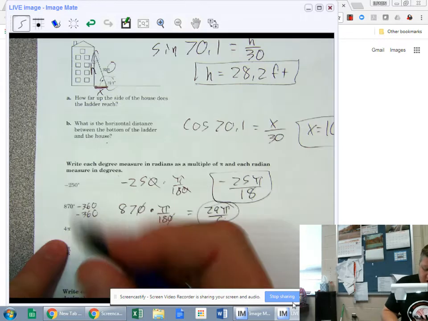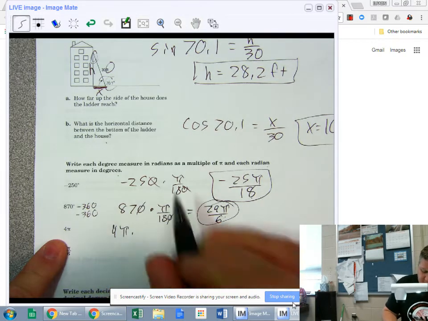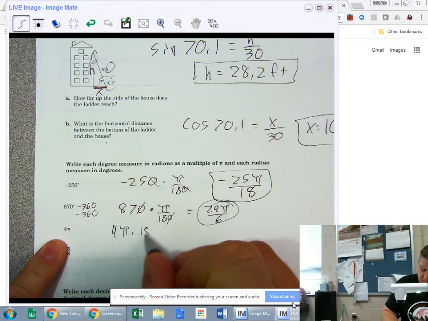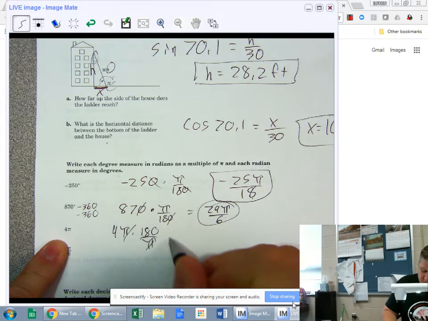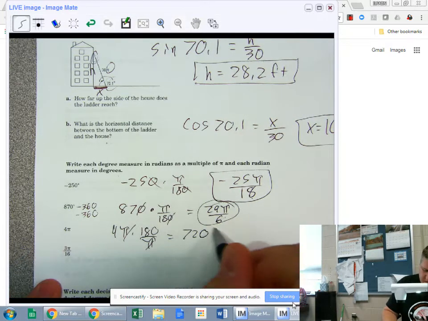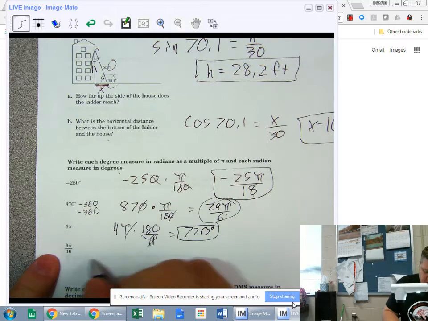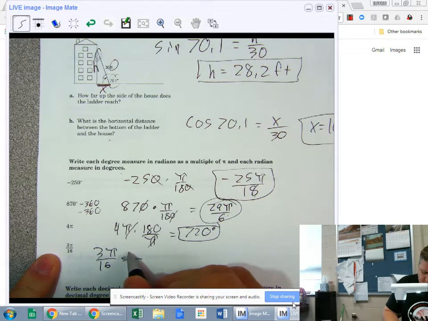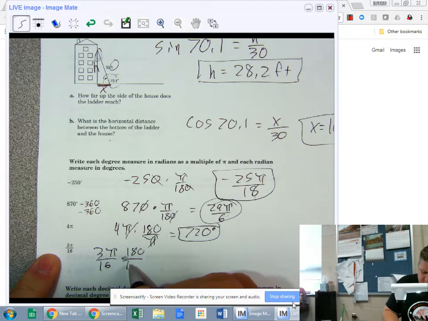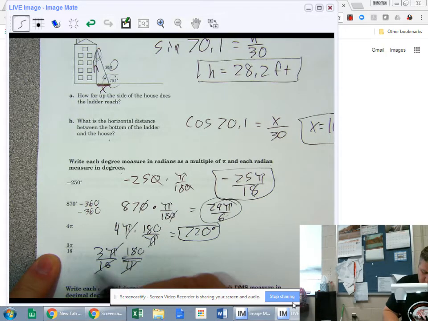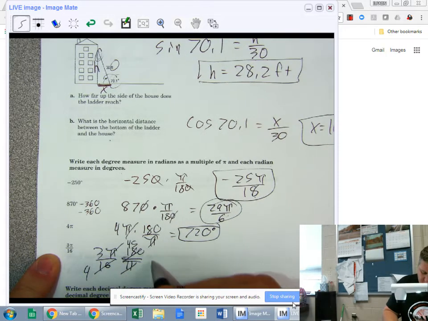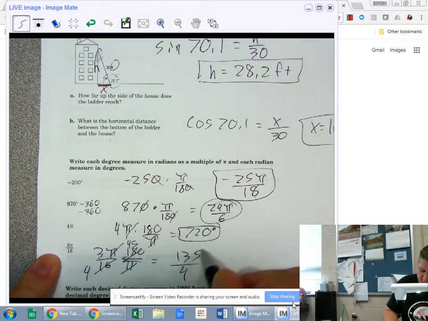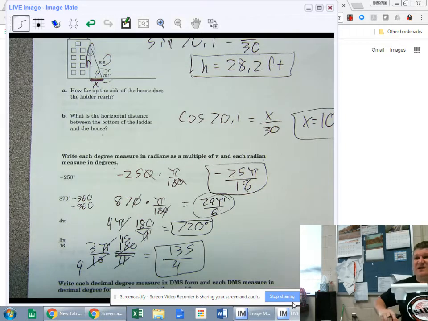Okay. Now, 4 pi, so I got 4 pi times, now what are we going to multiply this one by? 180 over pi. Gone, gone. Answer is 720 degrees. Okay. And 3 pi over 16. Answer, well, I need times 180 over pi. Gone, gone. 135 over 4. You say, I don't like that. It's okay. There's nothing wrong with 135 over 4 degrees.